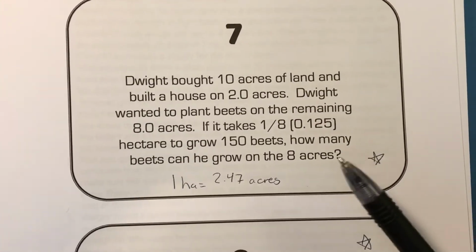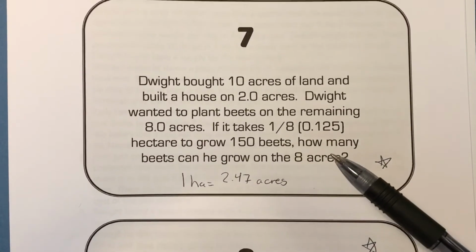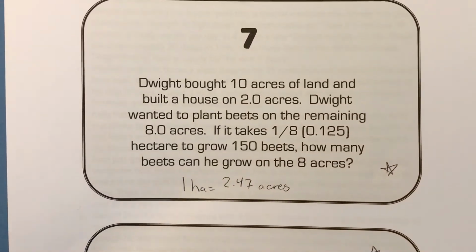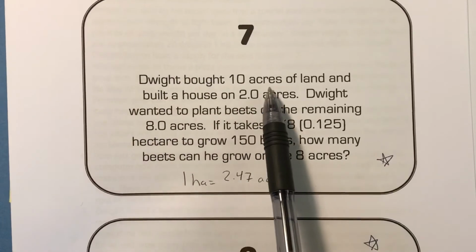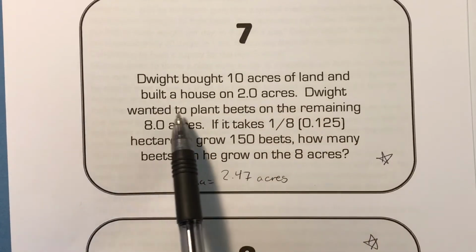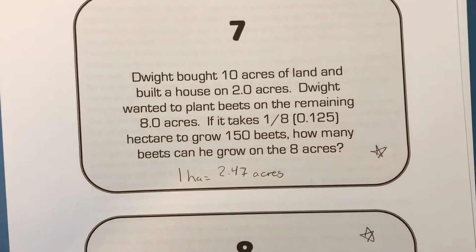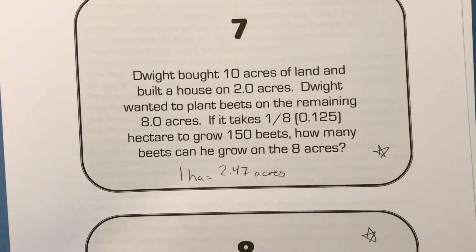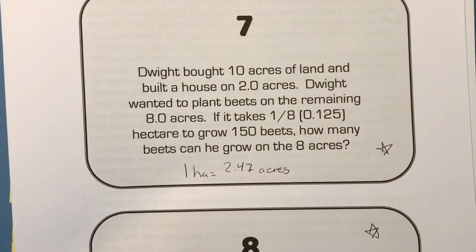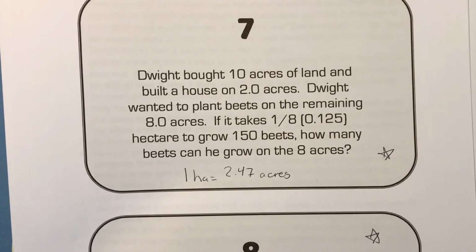I will tell you for 7 that there is a conversion factor that should be on here that is not, that you do not have to memorize. I would have to give this to you. So here we go. Dwight bought 10 acres of land and built a house on 2 acres. Dwight wanted to plant beets on the remaining 8 acres. If it takes 1/8 or 0.125 of a hectare to grow 150 beets, how many beets can he grow on the 8 acres? So a couple of things about this.